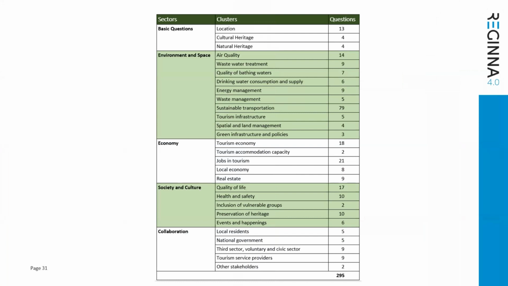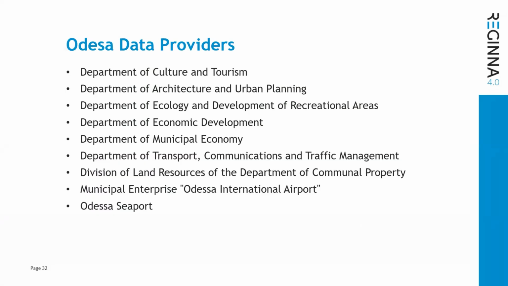I won't go through all of these, but each of those 5 main clusters of questions was then subdivided into many key aspects. Each of those had a whole series of questions. So the point is that the questionnaire had 295 different questions that needed to be addressed. We worked with quite a few data providers in the city: culture and tourism, architecture and urban planning, ecology, municipal economy, and so on, and also some of the more commercial ones: Odessa International Airport, Odessa Seaport, and some local businesses, the local tourism association, and so on. The tourism association didn't really have much data, actually, only their membership list.